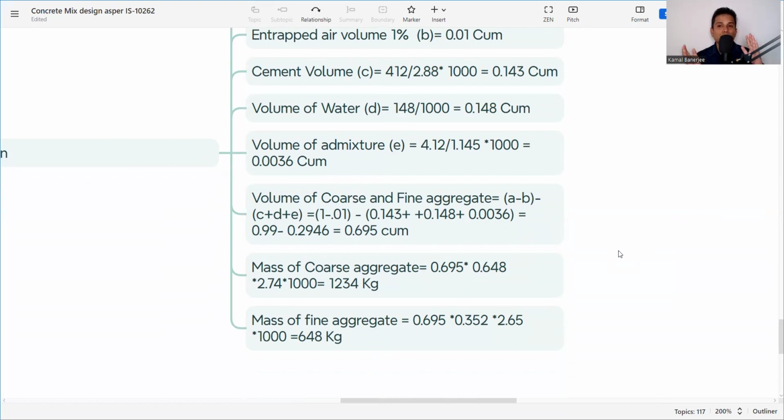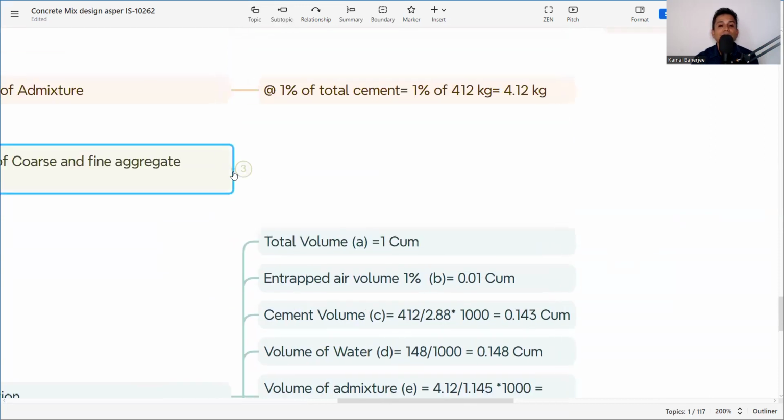But how much percentage of total is coarse and fine aggregate? Let's see. Mass of coarse aggregate 0.695 into 0.648. From where are we getting this?